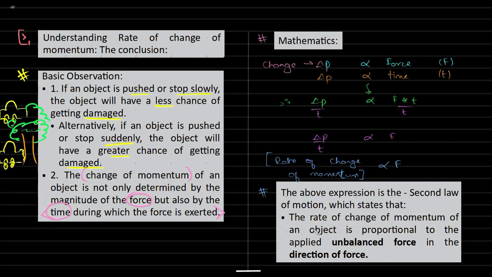Right? So, let's read the statement. The rate of change of momentum of an object is proportional to the applied unbalanced force in the direction of the force. What is this, in the direction of the force? We'll understand this. I hope you guys understood the first statement, right? It's proportional to the force, as simple as that. The more force you apply, the longer you apply, the more the change in momentum, right? So this is your second law of motion. We'll understand this with more experiments, more derivation, and more numericals. Okay, in the next video, we'll understand what this statement, the direction of the force, means.